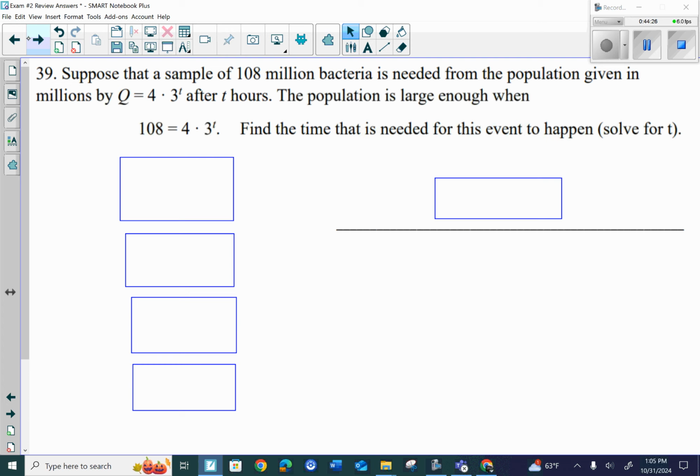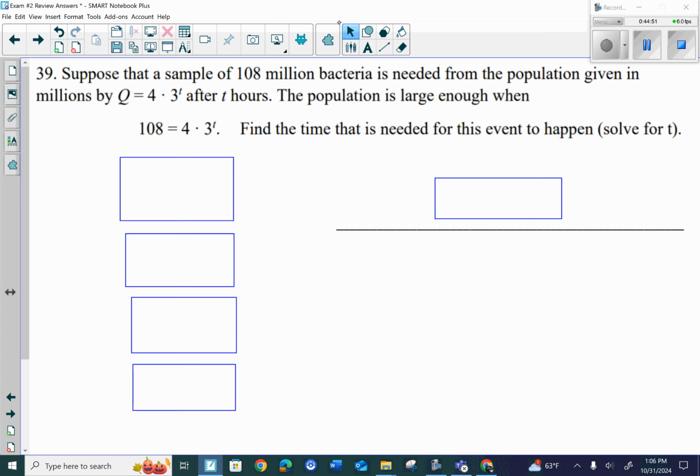Number 39, suppose that a sample of 108 million bacteria is needed from the population given in millions by Q equals 4 times 3 to the T after T hours. And the population is large enough for your experiment when 108 equals 4 times 3 to the T. Find the time that is needed for this event to happen. So he wants you to solve for T.